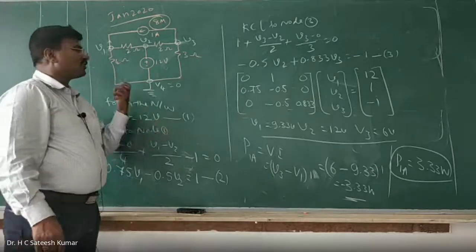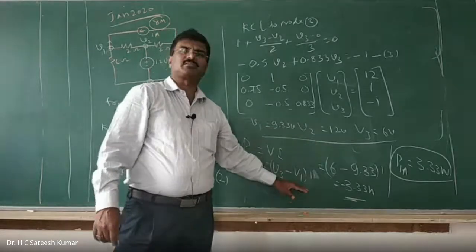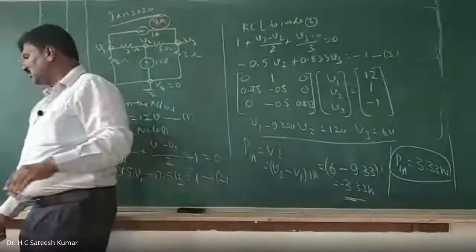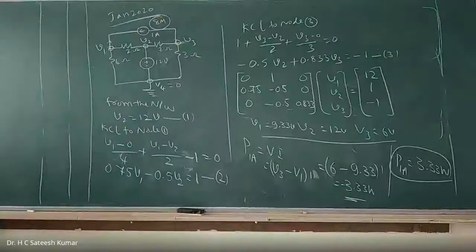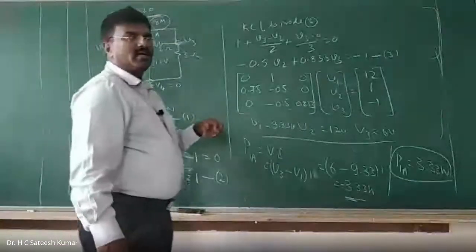This will fetch you 8 marks. If you do up to this point, you will get 6 marks. This last part will fetch you 2 marks: the power delivered by the 1 amp source. Right? That's how we should do it. Now let us move on to, I think, time is up. Anyhow, this kind of problem will be asked in the examination.